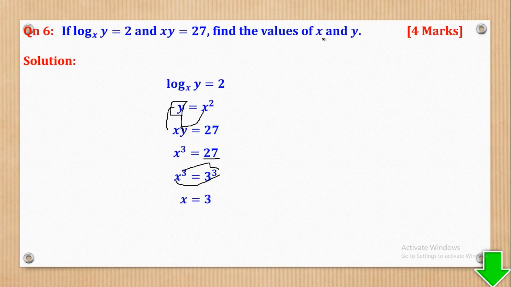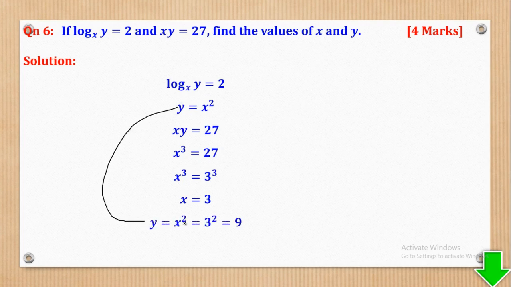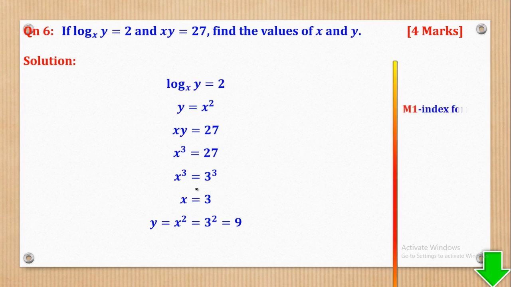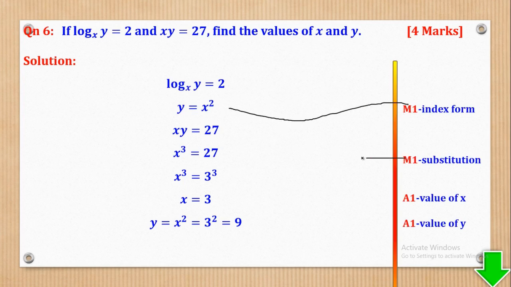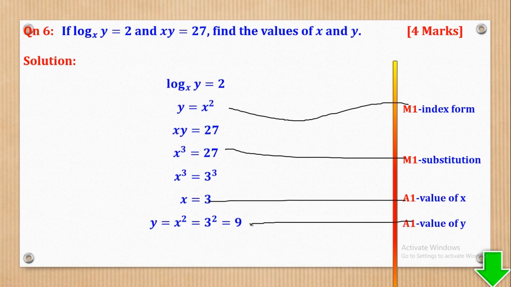So that was the value of x, but they also want the value of y. So for you to get the value of y, you have to remember that y is equal to x squared. Therefore, where there is x, you put 3 to come up with y equal to 9. So basically, that's what they wanted, and now let's see how much can be awarded. So this M1 was for index form, and M1 for substitution, and A1 for the value of x, and A1 for the value of y.